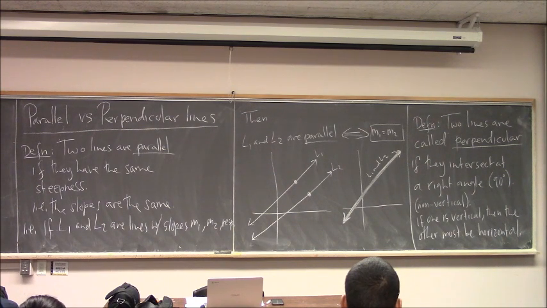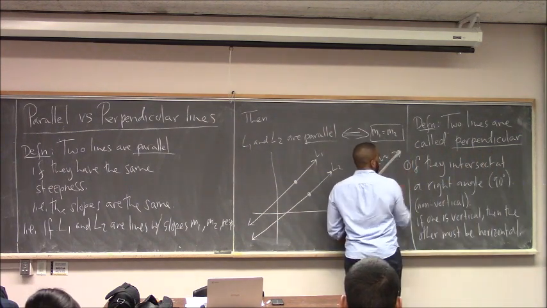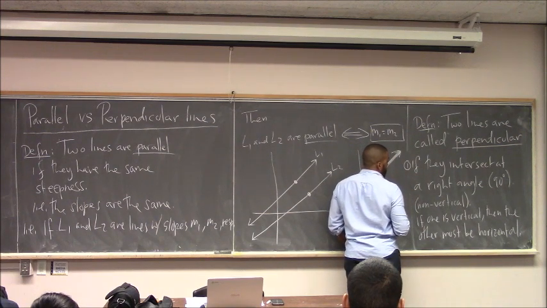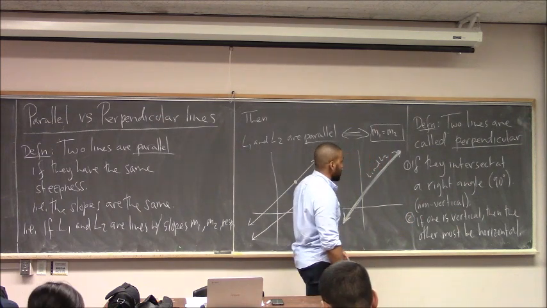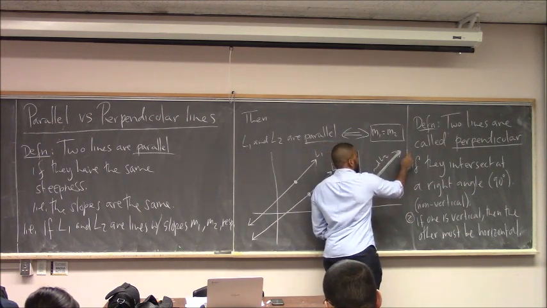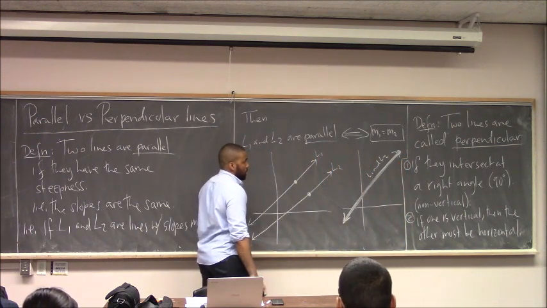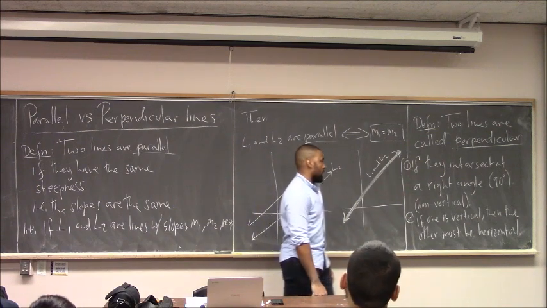So a perpendicular line is described in two parts. One, if they meet at right angles, this is in the case where they are non-vertical. Or two, if you know one is vertical, then the other must be horizontal. So any vertical line is perpendicular to any horizontal line, and vice versa. Otherwise, we define perpendicular by that they meet at right angles.